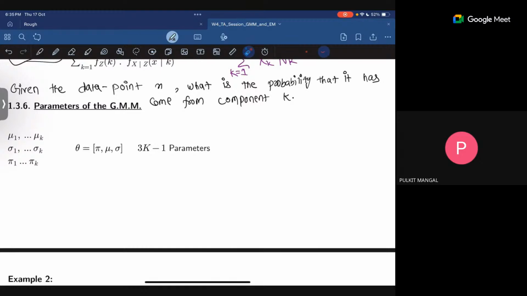Just focus on this part here: in the GMM, our parameters do not increase with respect to the number of data points. They increase with respect to the number of components that you have. The number of parameters here depends upon k. K denotes the number of components. So 3k minus 1. And we will denote these parameters using theta. When we go to the EM part, we will use the notation theta to bundle all the parameters in one notation. This we will use later.